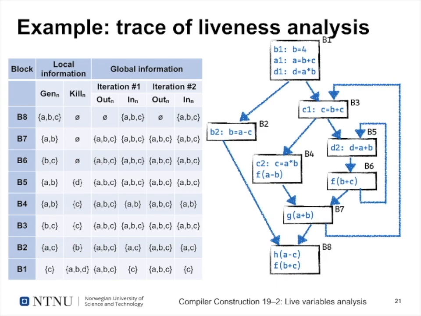Accordingly, we have kill sets. For example, in B8, we are not assigning anything to variables here, so our kill set is the empty set. Or in B2, we're assigning something to B, so our kill set of B2 is just our variable B. Now we can actually try to determine our out and in sets, and we do this as we've seen before in separate iterations. So we're determining the out and in sets for each of the 8 basic blocks in our program.